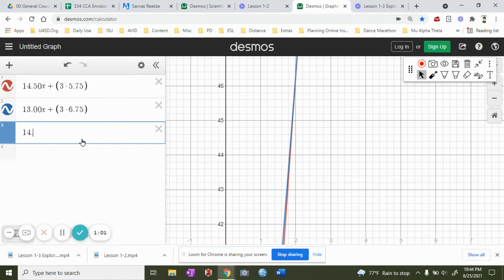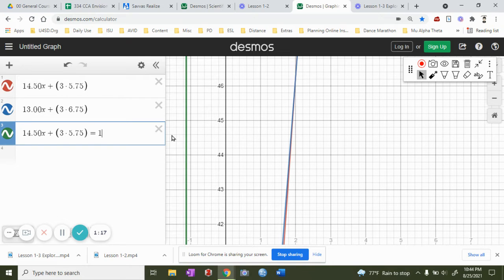So 14.50x plus 3 times 5.75 equals 13x plus 3 times 6.75. And when I do that, I get this green line.